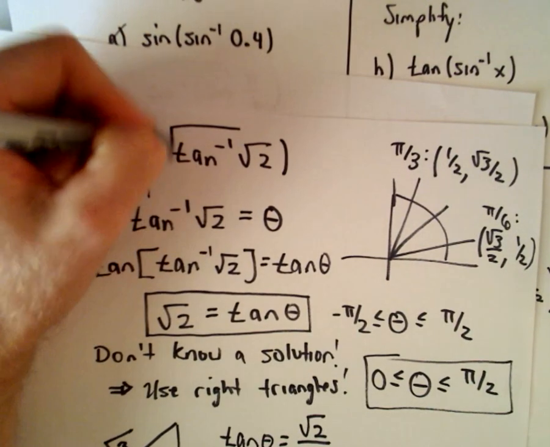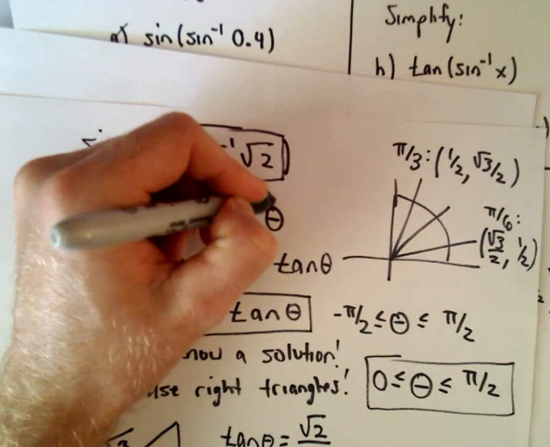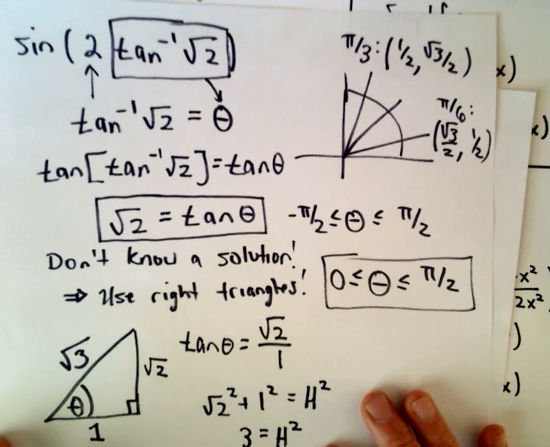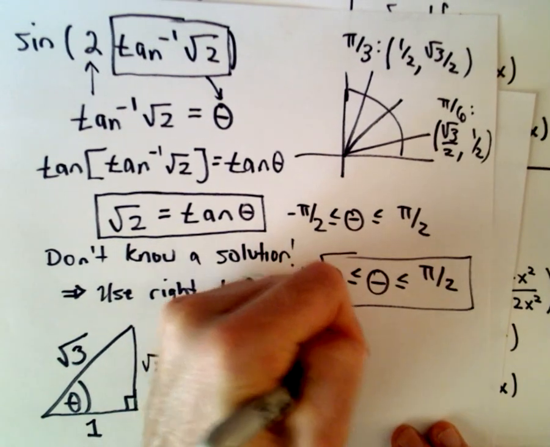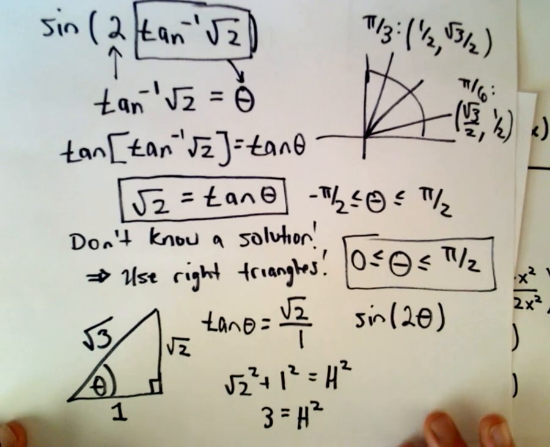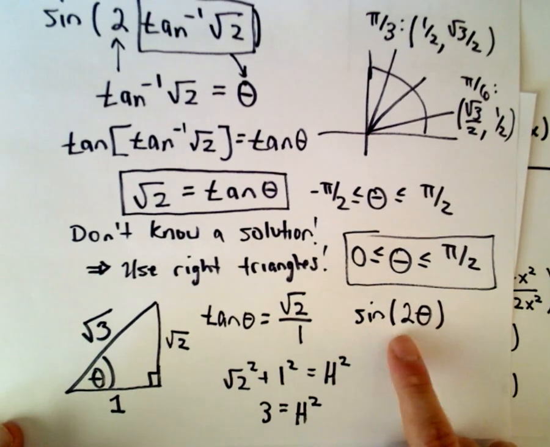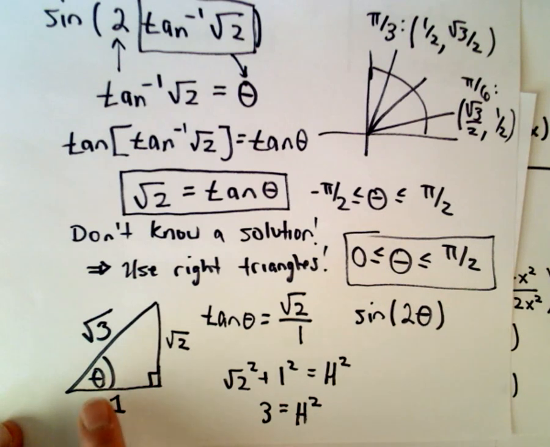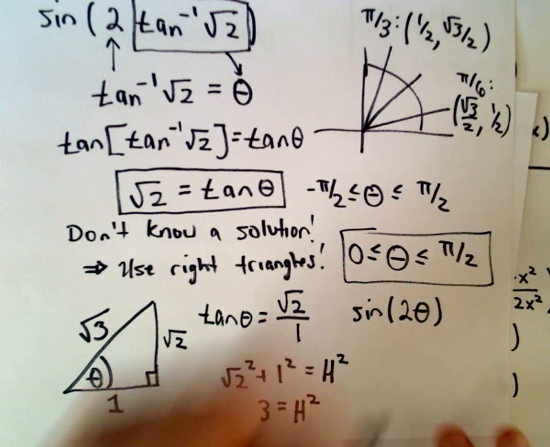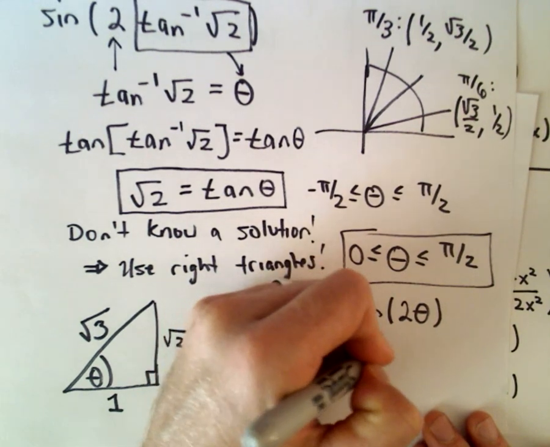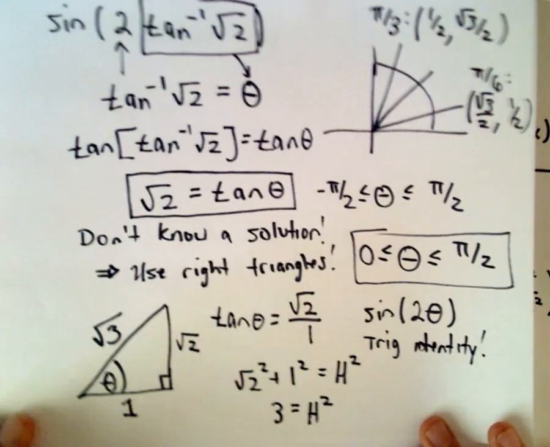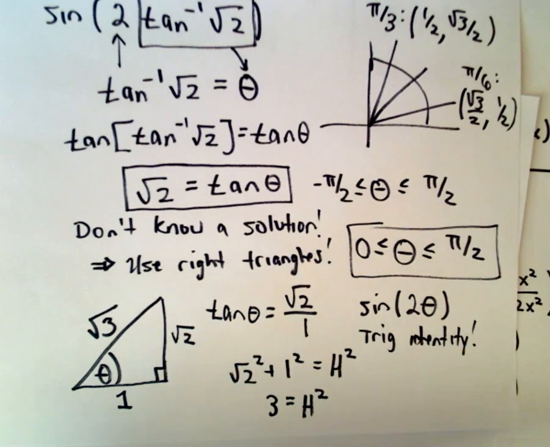Again, the inverse tangent of square root of 2, that's what we're calling theta. So really what I'm trying to read off from the triangle is sine of 2 theta in this case. Well, I can't read off sine of 2 theta from this triangle because we only have a positive theta. So in this case, this is where you have to use a trig identity. That's kind of the last little thing on this one.